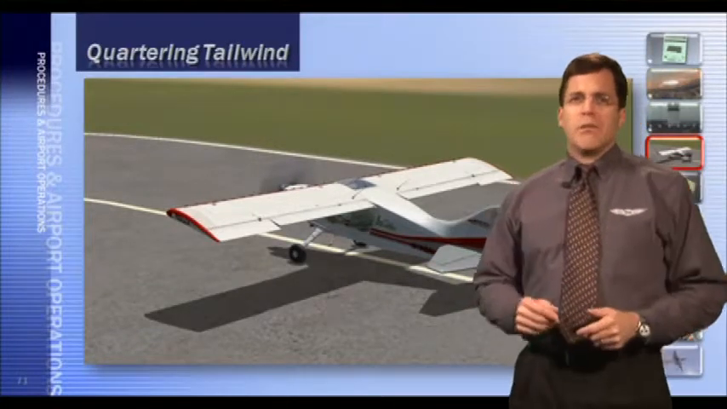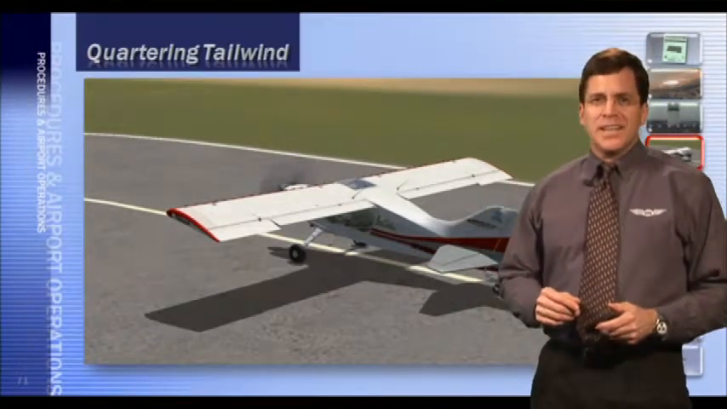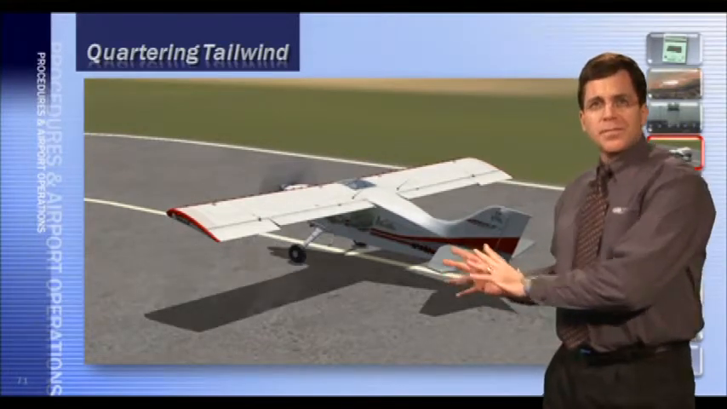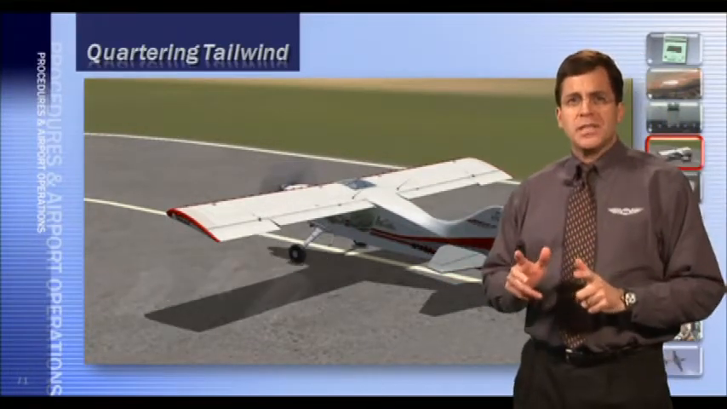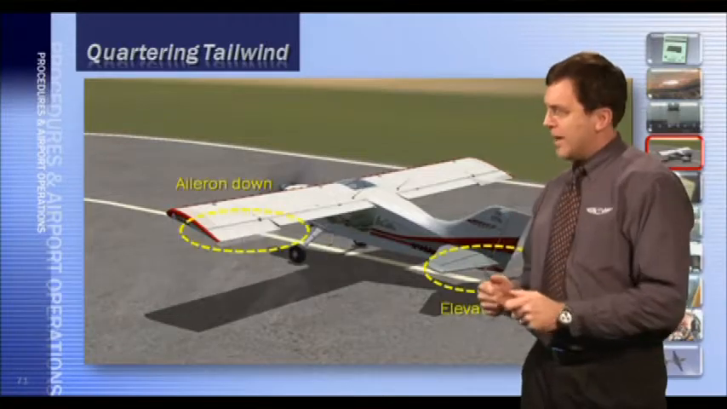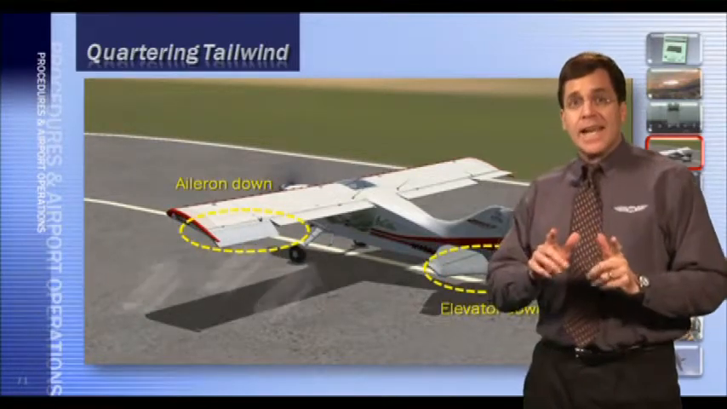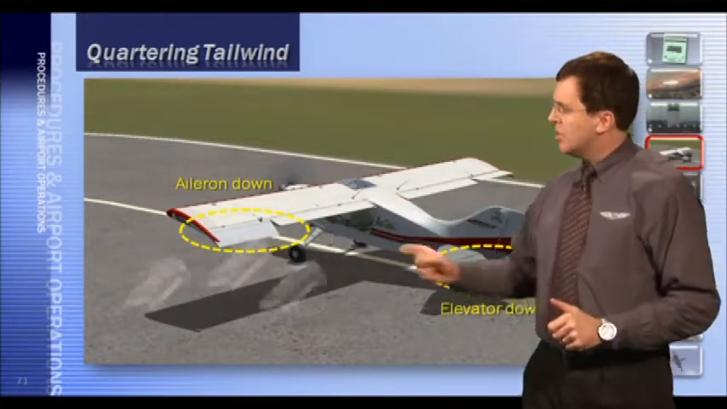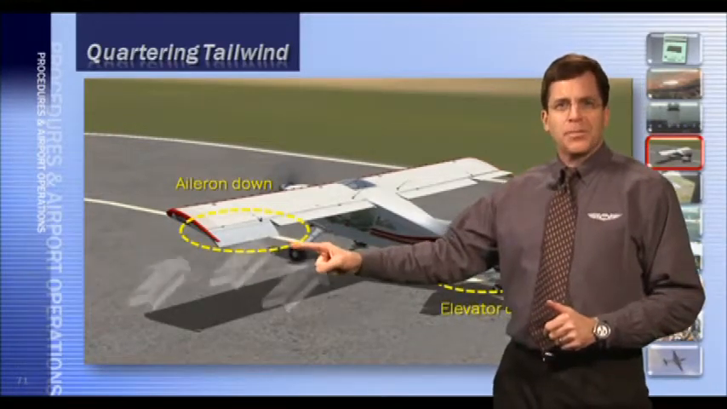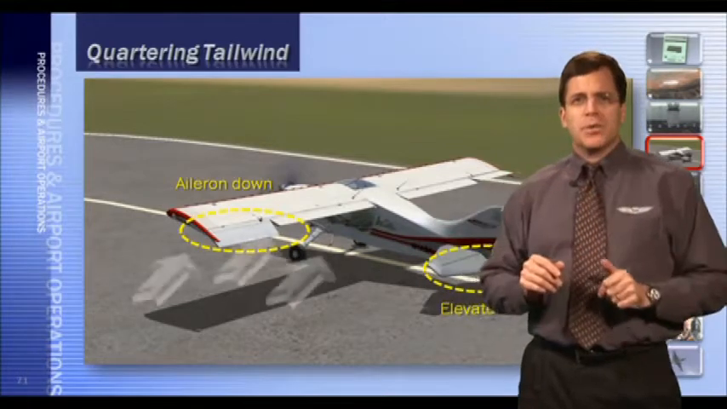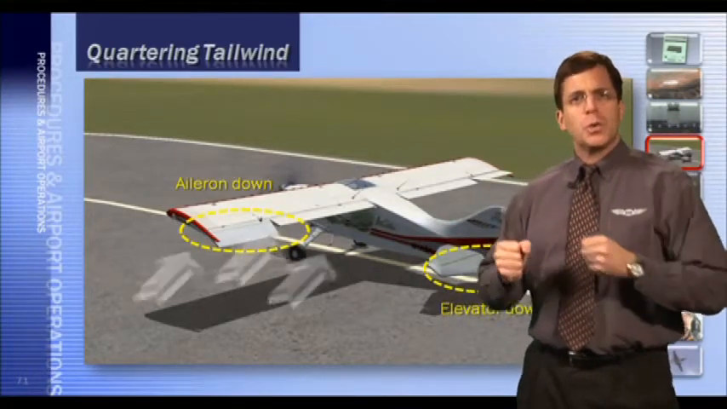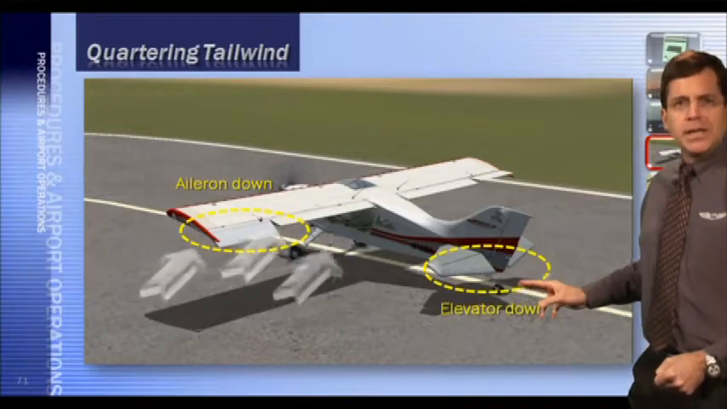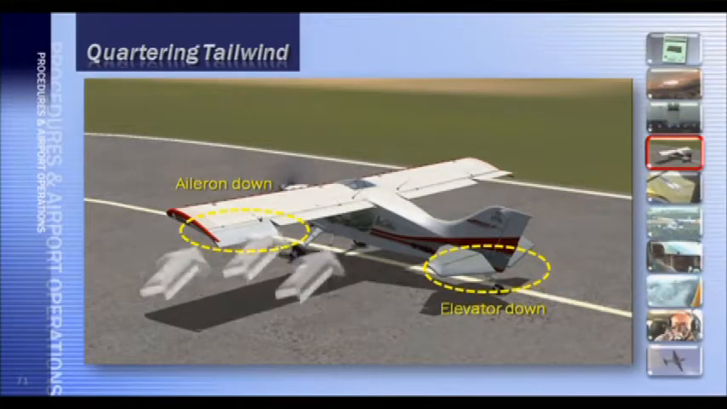Taxiing a tailwheel aircraft requires a slightly different technique. Here's the situation in a left quartering tailwind. Hold the controls as if you were turning away from the wind. In this case, move the yoke or stick to the right to move the left aileron down. Because you're in a tail dragger, you should also push the controls forward to hold the elevator down and pin the tail to the ground.